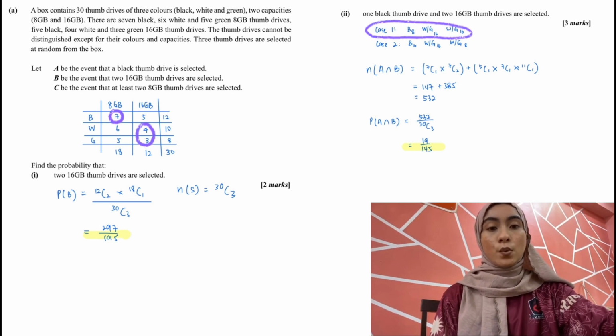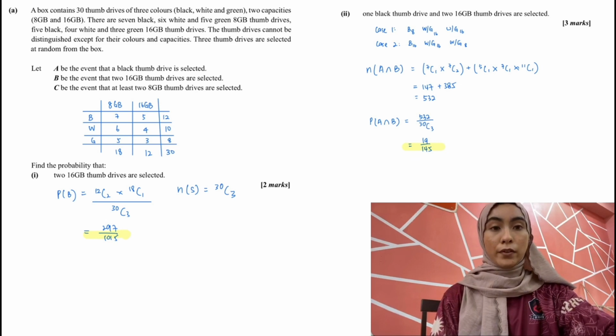Thus, 7C1 times 7C2 plus 5C1 times 7C1 times 11C1. We will get 532. Next, we have to divide by the total, which is 30C3. So the answer for this question is 19 over 145.